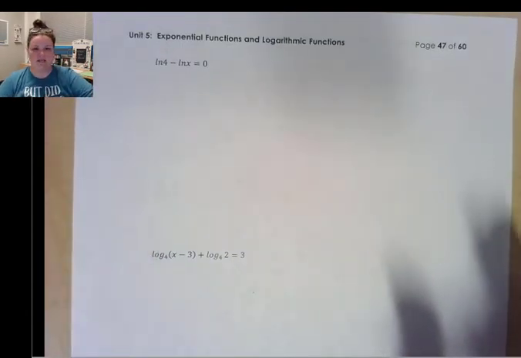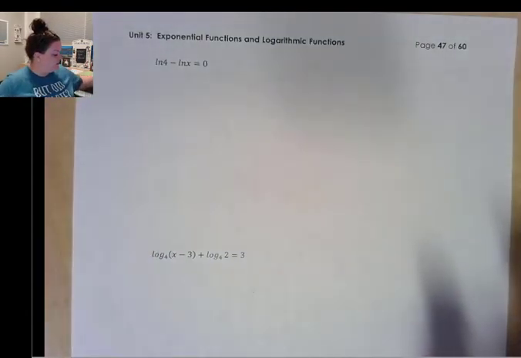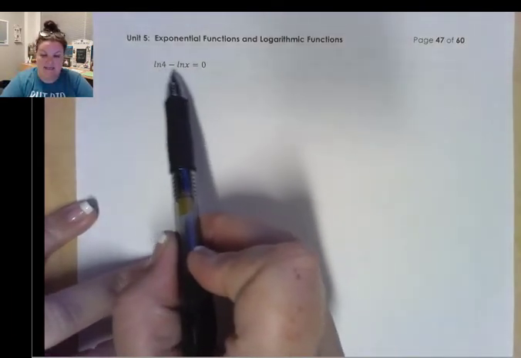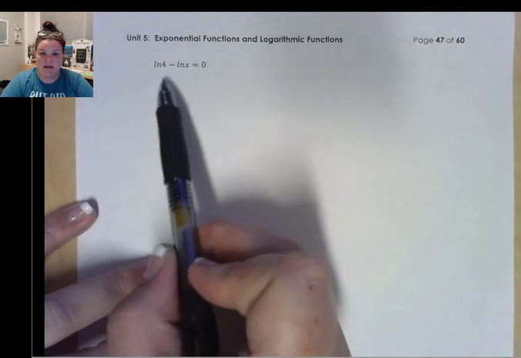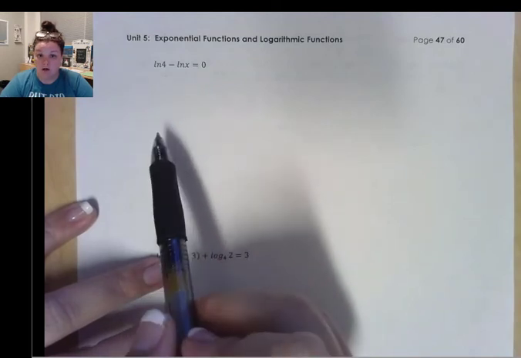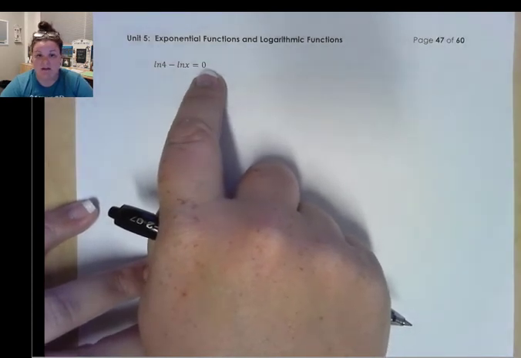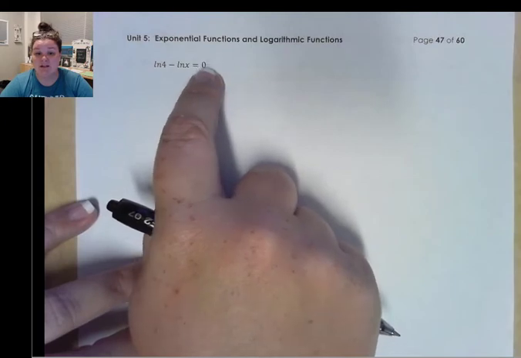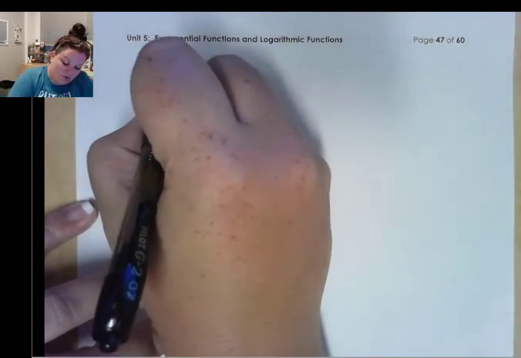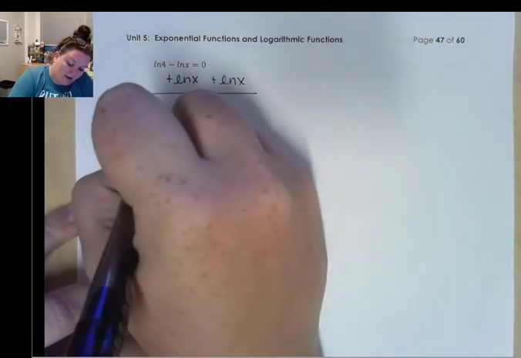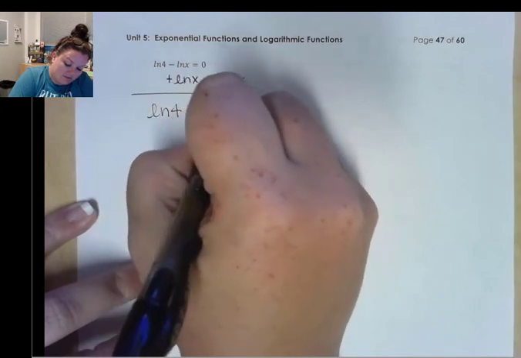Okay, all right. Here's the page I need. All right, so same idea on this one. Notice there's 2 ways I could solve this. 2, count them, 2. I could condense these ln's so that I have 1 ln term equals 0. Or, since this is a 0 over here, it doesn't matter if I put something else on this side. I'm actually going to go ahead and move my ln x to the other side. That way I have ln 4 is equal to ln x.